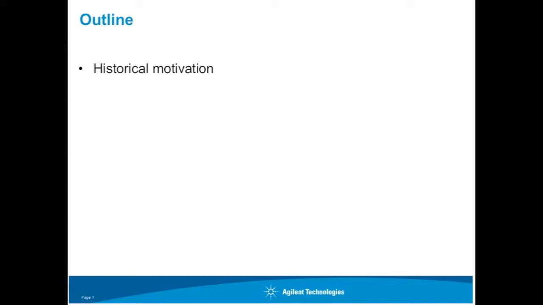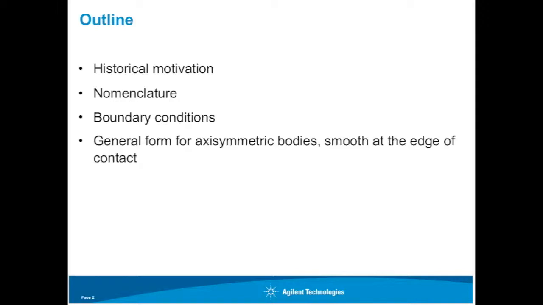I'm going to begin my presentation with Sneddon's motivation from a historical perspective. I'll explain the nomenclature. I'll review the boundary conditions for Sneddon's solution because they express the assumptions behind the solution, and these assumptions have to be respected when employing the solution. Then I'll jump right to the general form of Sneddon's solution, which applies to any axisymmetric body which is smooth at the edge of contact.